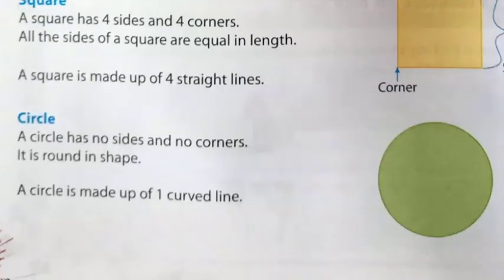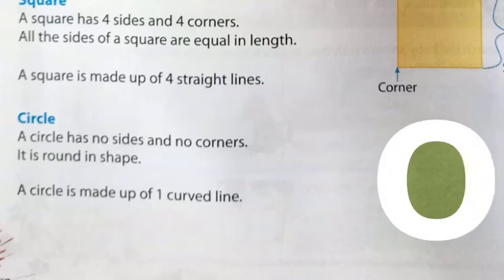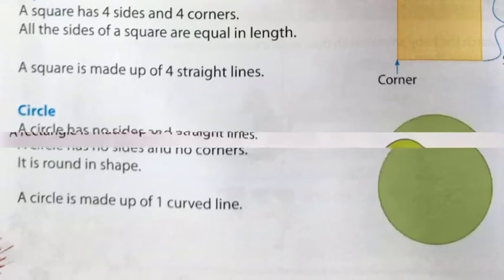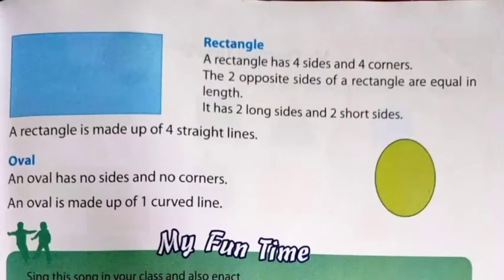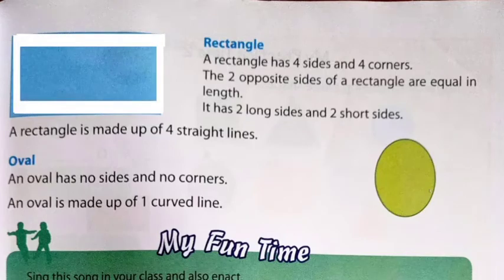A circle has no sides and no corners. It is round in shape. A circle is made up of one curved line only, as you can see from the picture. Then the rectangle. A rectangle has four sides and four corners. The two opposite sides of a rectangle are equal in length. It has two long sides and two short sides. A rectangle is made up of four straight lines.